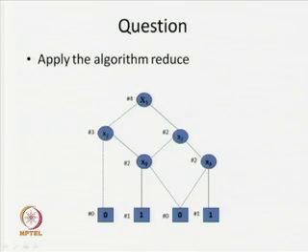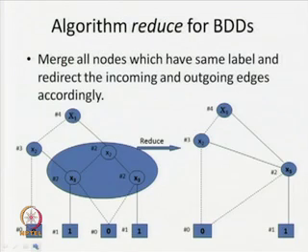So, in that case the next phase is merging. These 3 nodes have the same label, so we can merge them together, and ultimately we are going to get this reduced BDD. So, merge all the nodes which have the same label. These 3 have the same label, we are going to reduce them to 1 node, and accordingly we redirect the incoming and outgoing edges. And so, ultimately we are going to get this particular reduced BDD.